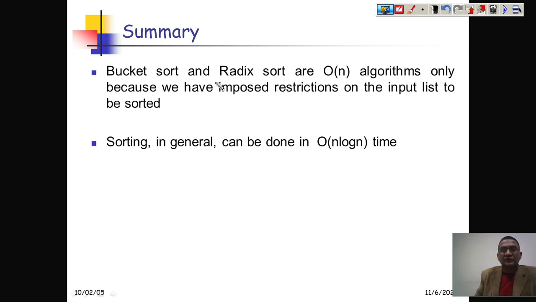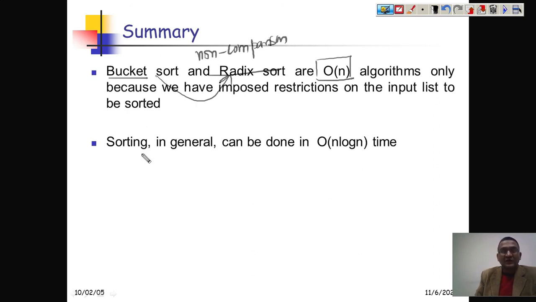So to summarize what we have discussed so far, bucket sort and Radix sort are both non-comparison based sorting algorithms, and both run in big O of n time. It means that the time complexity for both is big O of n. And Radix sort is an improvement of our bucket sort. In the Radix sort, we are able to fix the number of buckets required, but in the bucket sort, the number of buckets depends on the highest value in the given sequence.